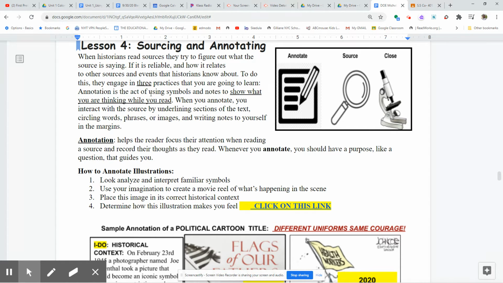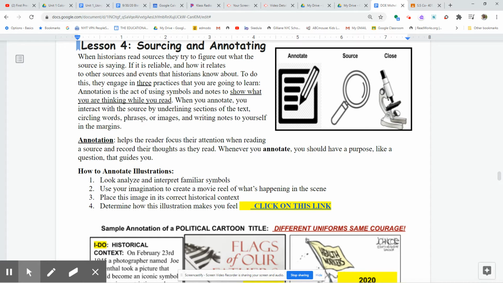Annotation is the act of using symbols and notes to show what you are thinking while you read. When you annotate, you interact with the source by underlining sections of the text. You've done that before, I'm sure. You circle words, phrases, or images and write notes to yourself.